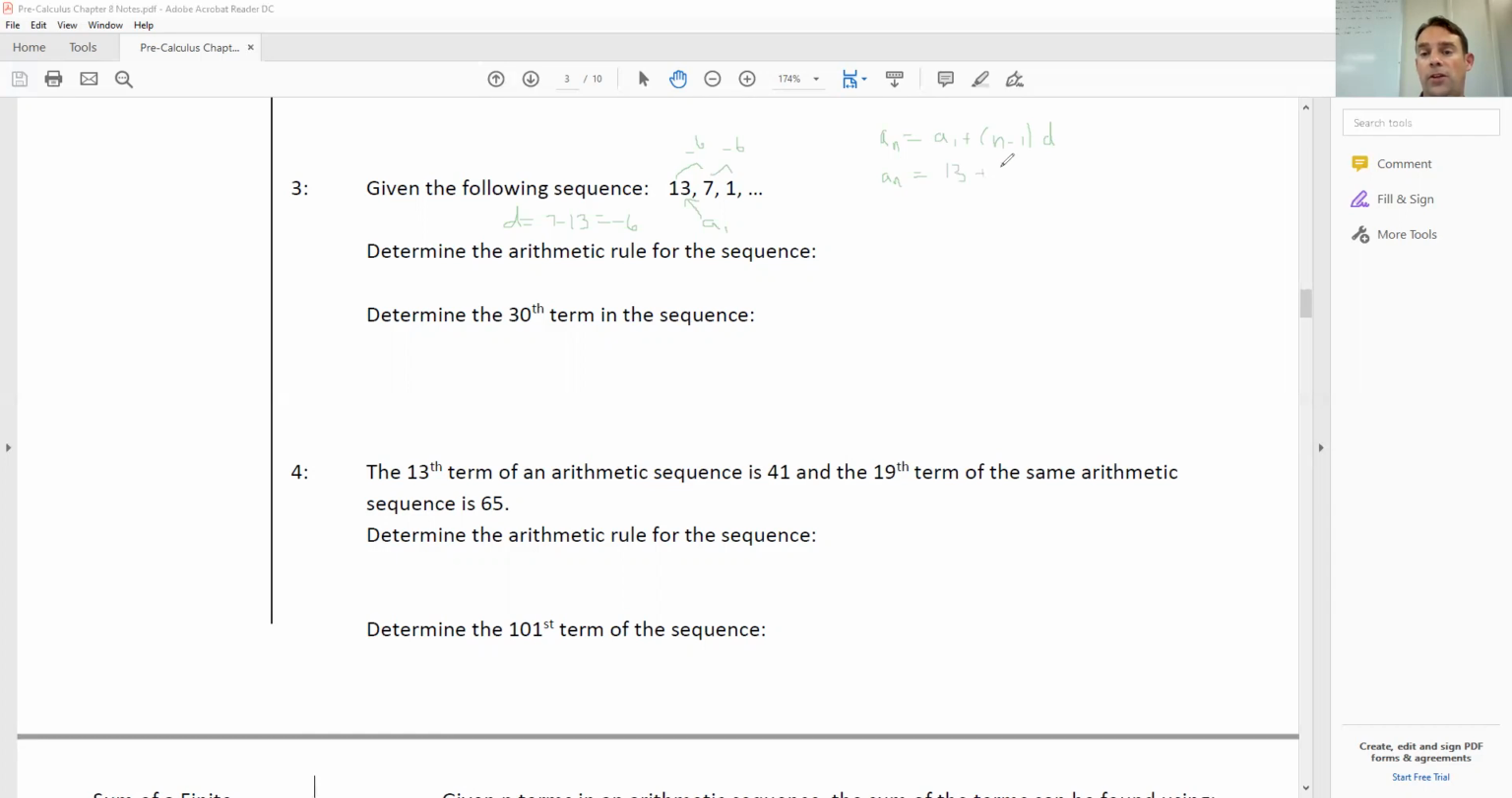So 13 plus n minus 1 times -6. So we're working our way down, getting our sequence rule here. So 13 minus 6n plus 6. So that sequence rule would be a sub n equals -6n plus 19.